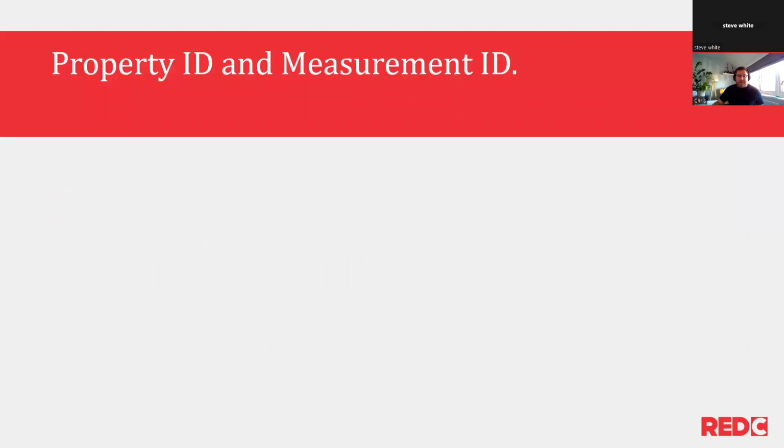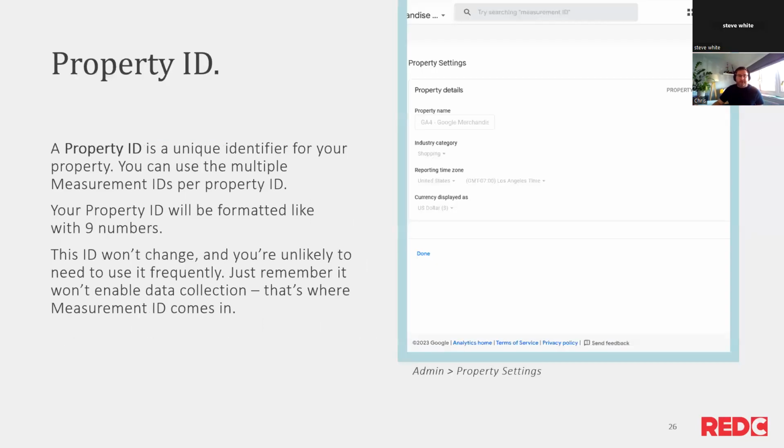There are two types of ID for each of your accounts. One is property ID, the other is measurement ID. Property ID is just a unique identifier for your property, and it's in the exact same place when you go to admin and property settings, but it's just over on the right-hand side there. It's going to be 9 numbers. It won't change. You're unlikely to need it. Just be mindful that this is not the one you want to use if you're ever doing any measurements or any work through Tag Manager.